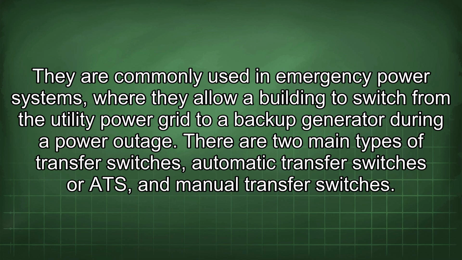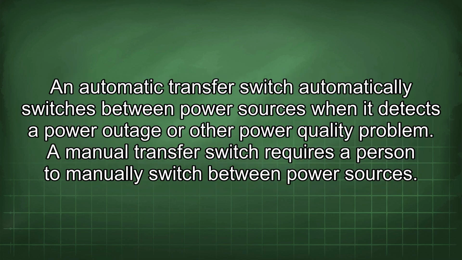There are two main types of transfer switches: automatic transfer switches or ATS, and manual transfer switches. An automatic transfer switch automatically switches between power sources when it detects a power outage or other power quality problem. A manual transfer switch requires a person to manually switch between power sources.